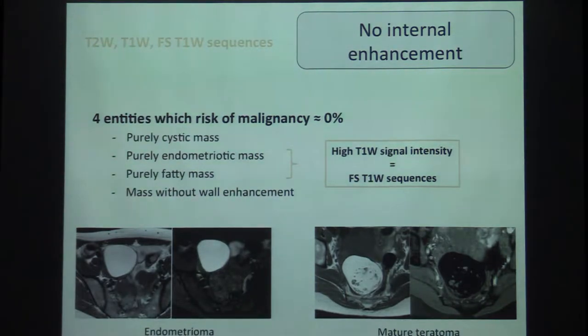For the purely endometriotic mass and the purely fatty mass, you have to look at your T1 weighted sequences, looking for a high T1 signal intensity. When you have one, you have to look at your fat suppressed T1 weighted sequences. If the signal remains bright, then you can easily make the diagnosis of an endometrioma. And if it becomes dark, then you can make the diagnosis of a dermoid cyst.